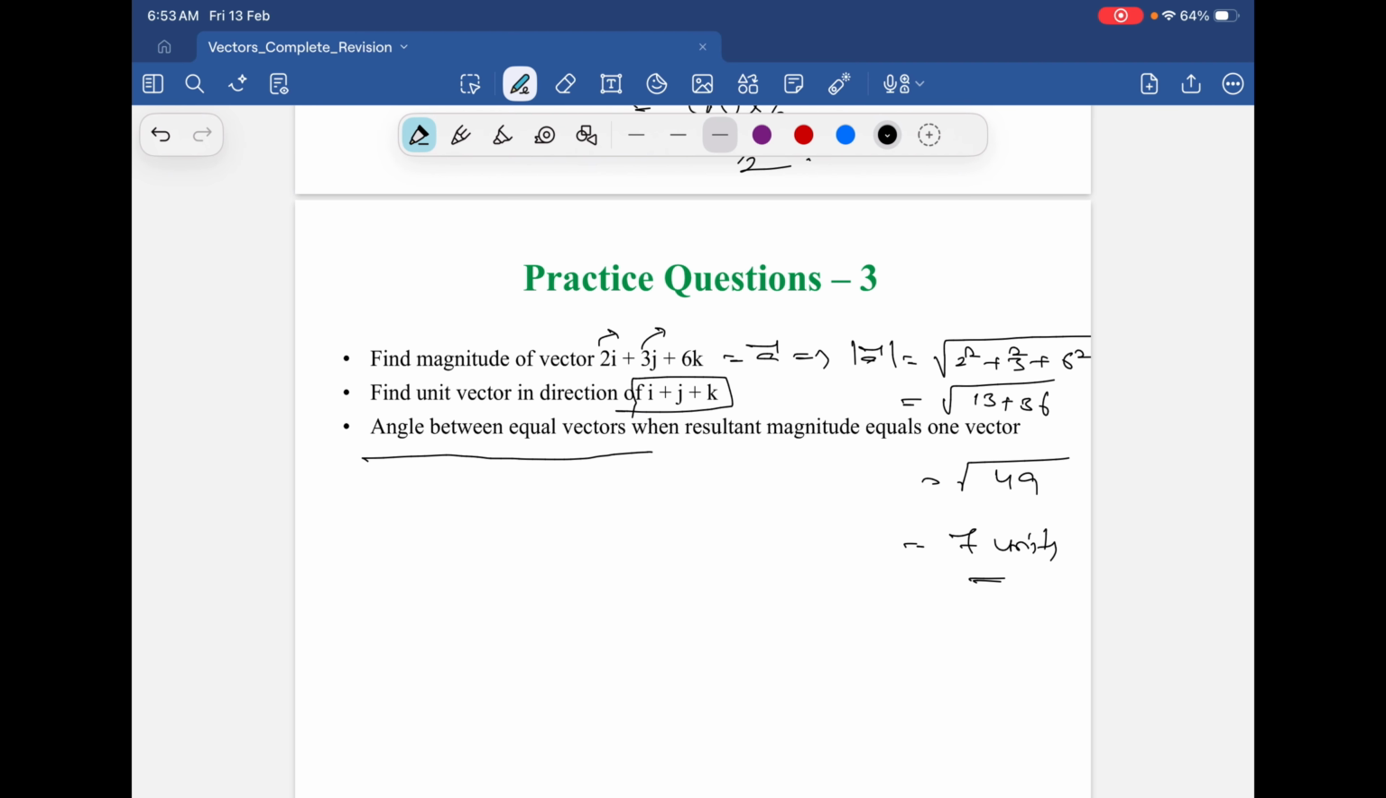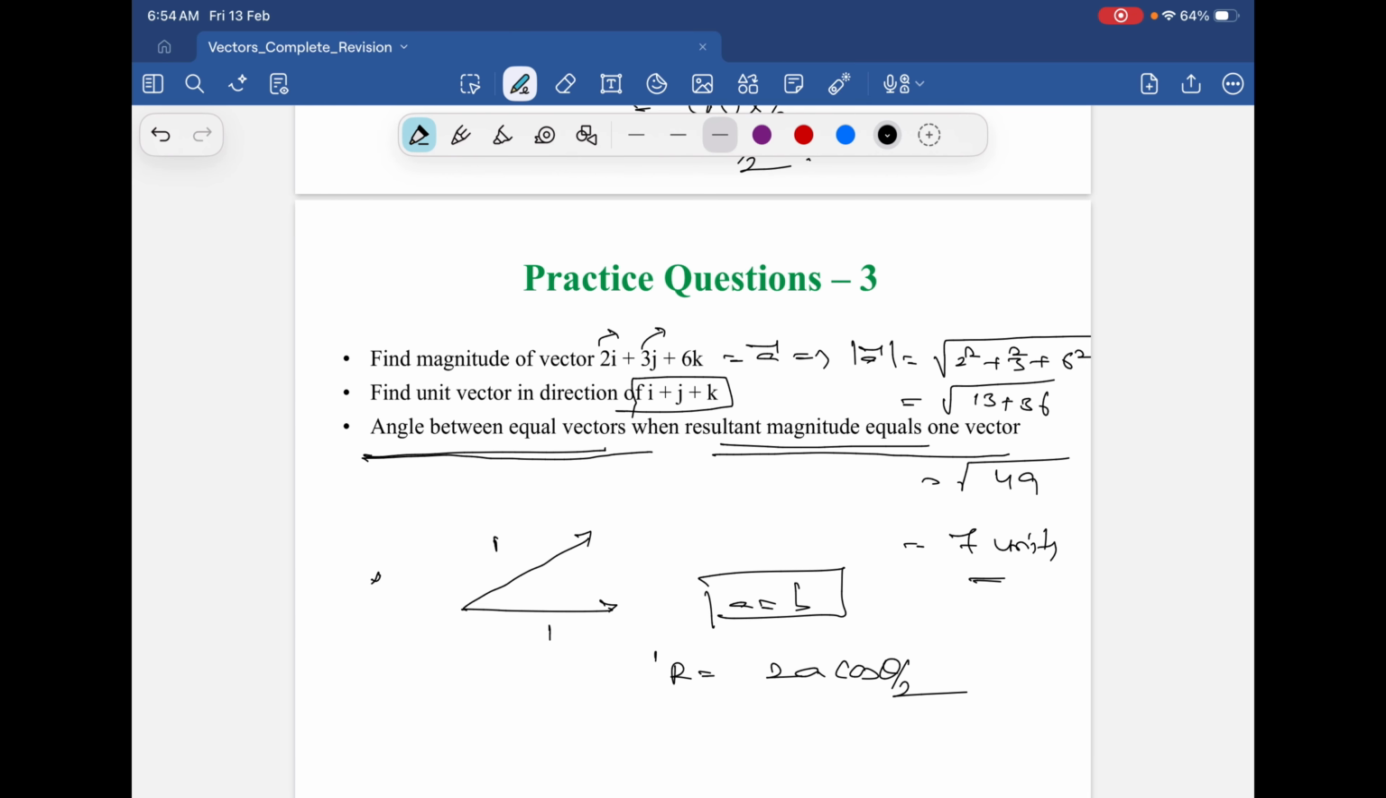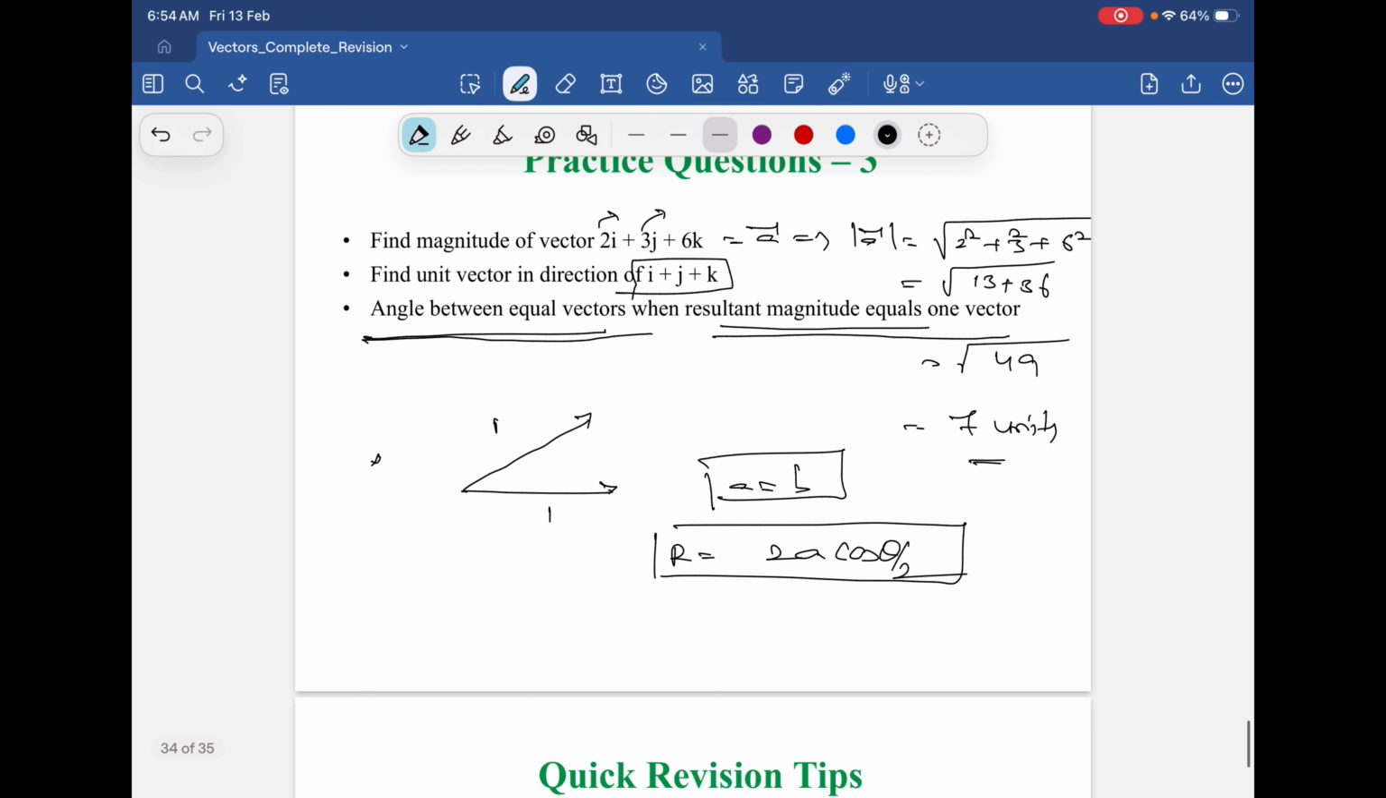Angle between equal vectors when the resultant magnitude equals one vector. Say the angle between equal vectors, you can take any value. Say a unit vector 1 you can take. This is also an equal vector, 1 you can take. Any value, 5, 10, you can take. Okay, the resultant is also 1. So already we have seen when two vectors are of equal magnitude, what is the formula for resultant? 2a cos theta by 2. The derivation you can go back and check. We have proved it. What angle is being asked, right? So the resultant is also equal to them. So a is equal to b is equal to r. If all of them are equal, you can take any value, it doesn't matter.